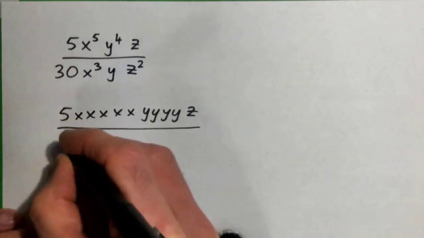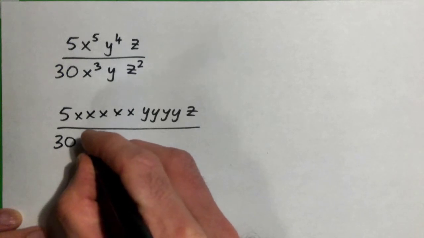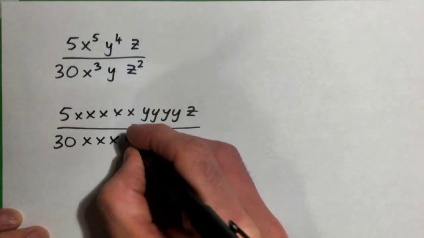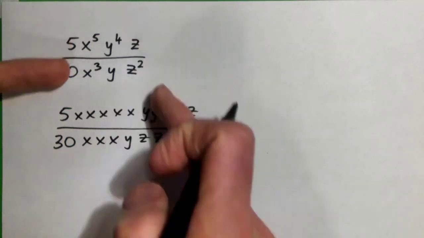And on the bottom we've got the number 30. And then x cubed. So how many x's? 1, 2, 3. And then we have just a y. And how many z's? 2 z's, like that. So we've expanded it all out.